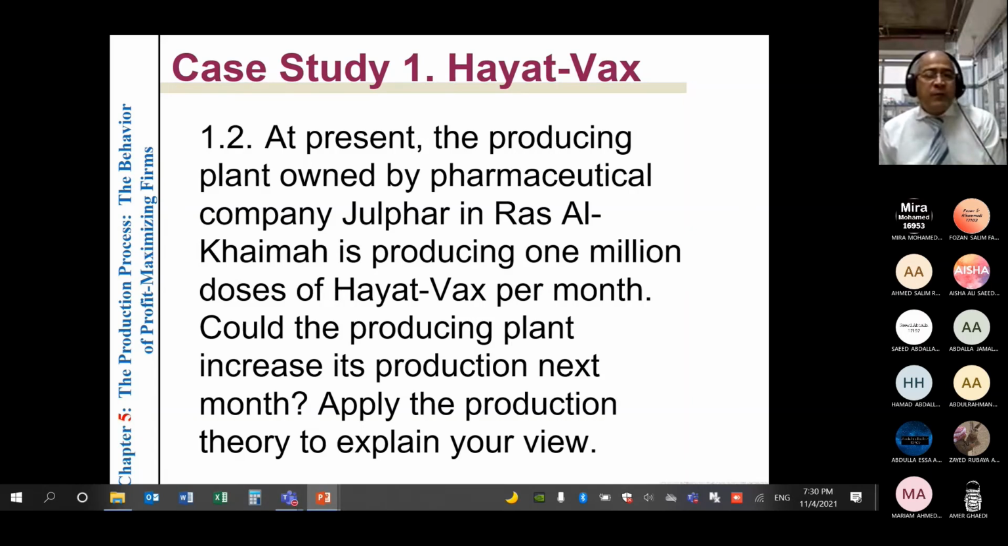So what they should do is hire more workers, and they can produce more until they reach production of 2 million. The full capacity, according to fixed capital, is a maximum of 2 million doses. So in the short run, even though capital is fixed, they can increase production by adding more units of labor until they reach the full capacity of 2 million doses per month.